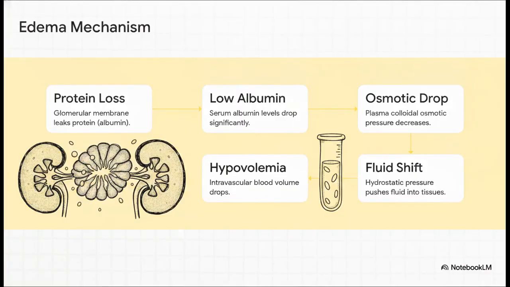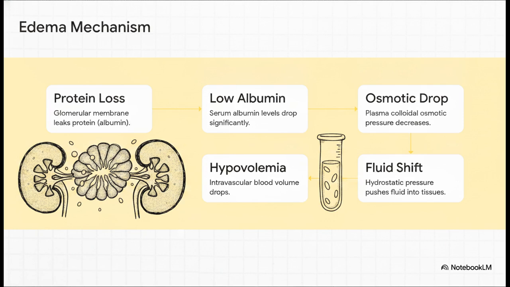This actually brings us perfectly to our final concept, Section 6, Understanding Generalized Edema. Let's trace this pathophysiological chain of events step by step because it's completely foundational for understanding renal issues. Think of it like a domino effect. Step 1, the basement membrane in the kidneys gets damaged and inappropriately leaks protein, specifically albumin, into the urine.